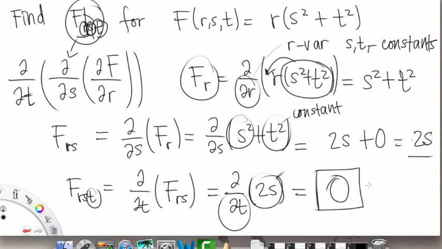All right, so that is the final answer for capital F sub rst. Okay, so that's basically it. Again, with this kind of problem, it's just important to see the order of things, in which order you're supposed to differentiate with respect to which variables and at what time.